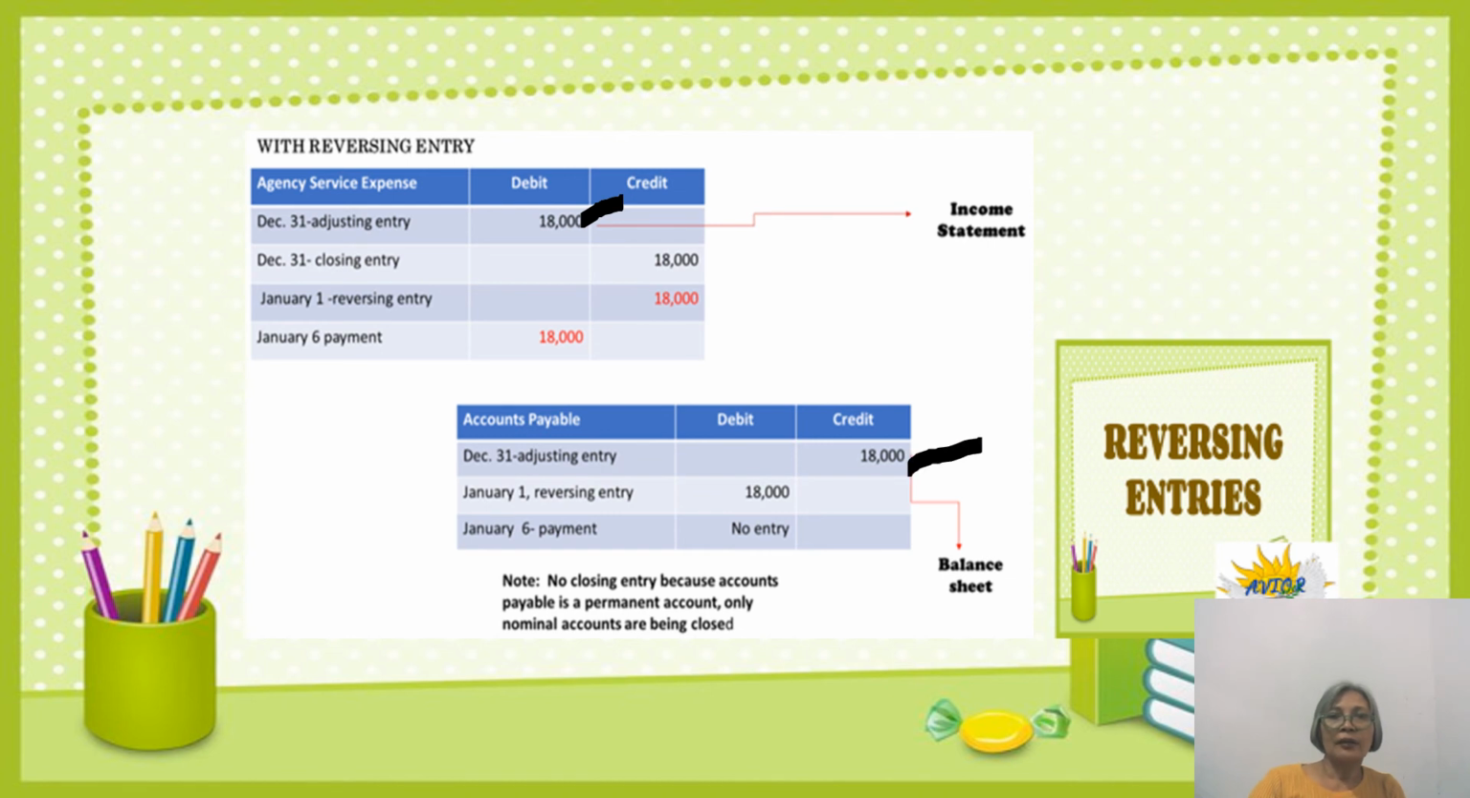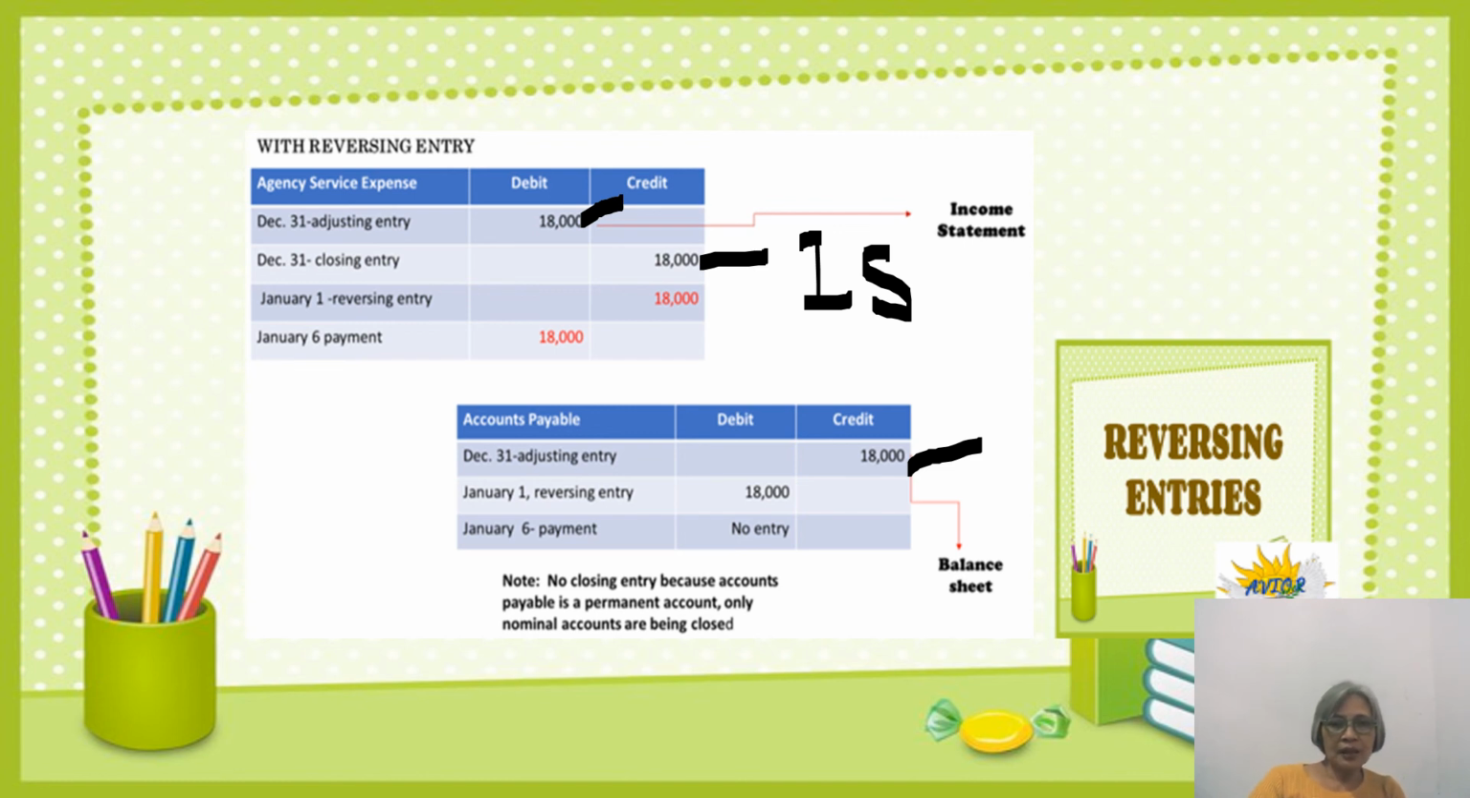Nag-closing entry tayo. Siniro natin yung expense. Pero yung accounts payable, di naman part ng closing process. So, nilagay na natin ito sa income statement. Now, so anong natira? Yung credit dun sa accounts payable. Kasi hindi naman siya kasama sa closing process. Now, ni-reverse naman natin.